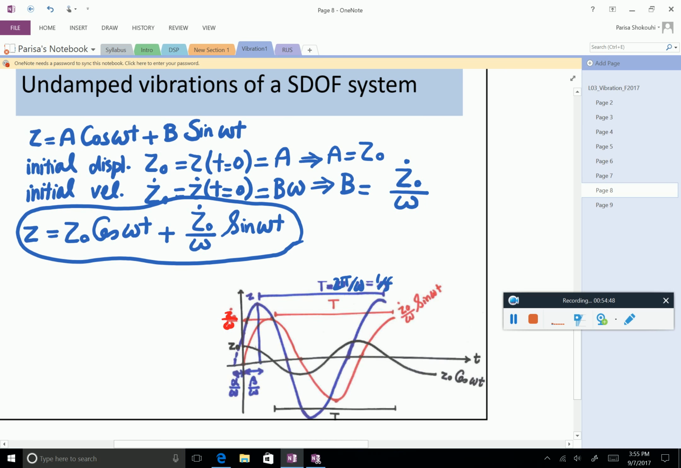So basically, if you know how much you are pulling on your system, and if you know how fast in the beginning, you know everything about this. And the blue curve that you see here is this response. What is the amplitude of this response? Yes, I heard a square, that's good enough. A square root of, exactly. Just to check.